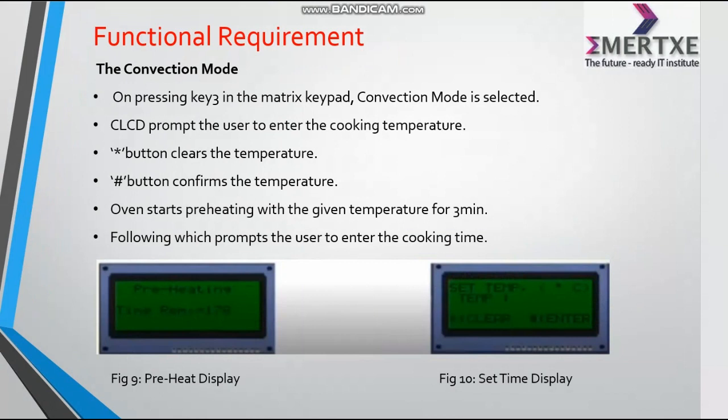Next, convention mode. As we have discussed about the two modes before, the 2 modes are defined on the basis of input time. Now the convention mode depends on the input temperature that we have given. Now on pressing the key 3 in the matrix keypad, we can see 2 types, clear and enter, and temperature. Here we need to give the temperature in degrees, so that the temperature inside the oven will be measured, and after the temperature has reached the threshold, it cuts off.